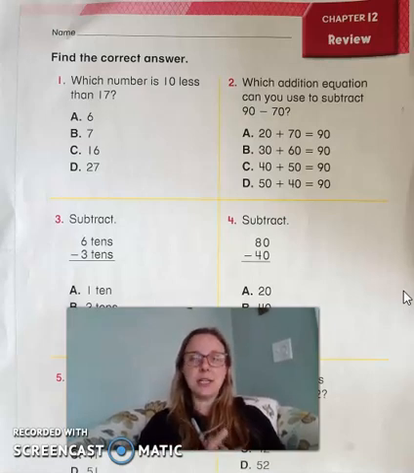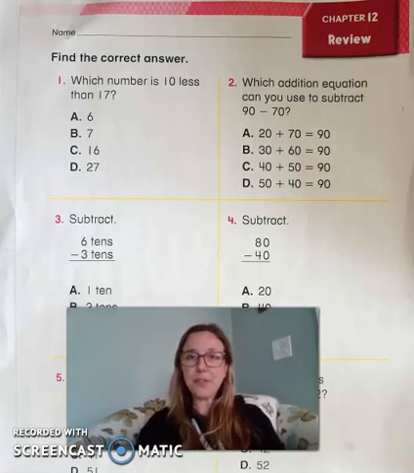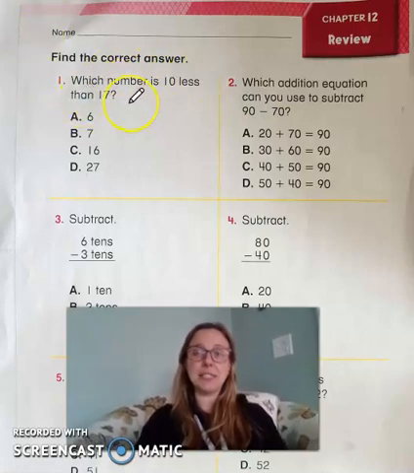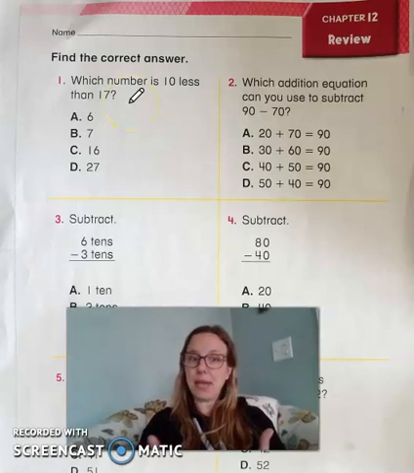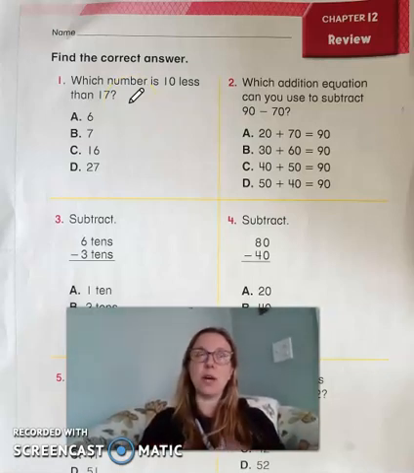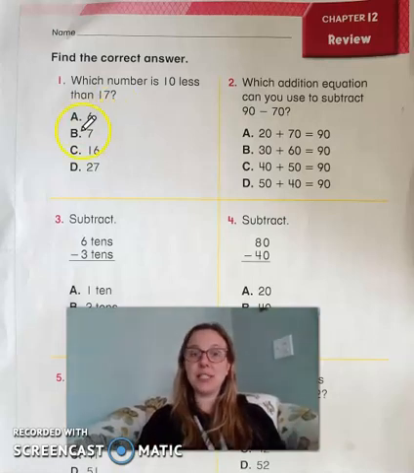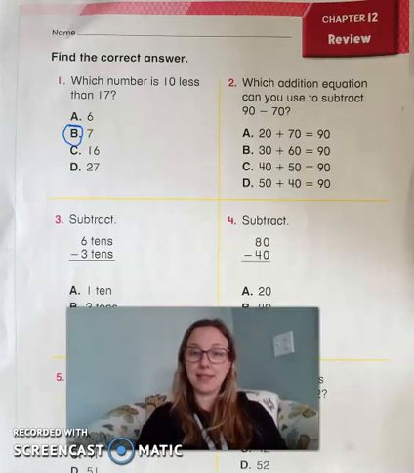So let's take a look here. The first one says, which number is 10 less than 17? If we use our mental math for that one, and we know that 17 is 1 ten and 7 ones, if I take away 1 ten, I'd be left with just 7 ones. So for that one, you can circle B. 10 less than 17 is 7.